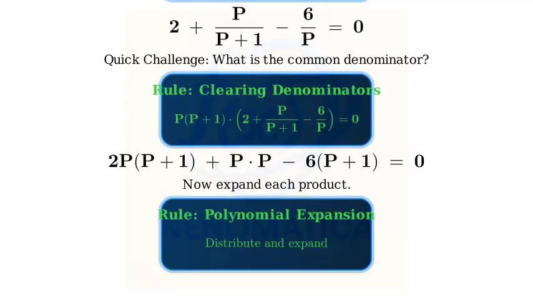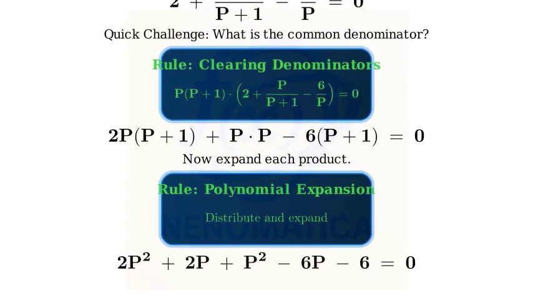2p times p plus 1 expands to 2p squared plus 2p. P times p is p squared. Negative 6 times p plus 1 is negative 6p minus 6. Put together, we have 2p squared plus 2p plus p squared minus 6p minus 6 equals 0.